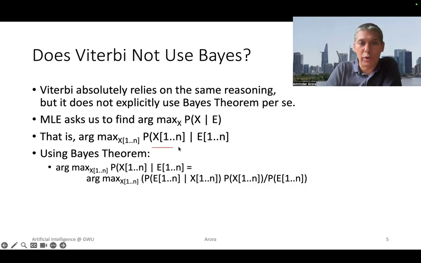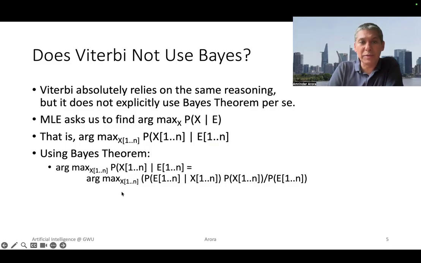So that's what we want to write here. Now, using Bayes theorem, we would say that this is exactly equal to P of E given x times P of x, divided by P of E. This is exactly what Bayes theorem would suggest to us.